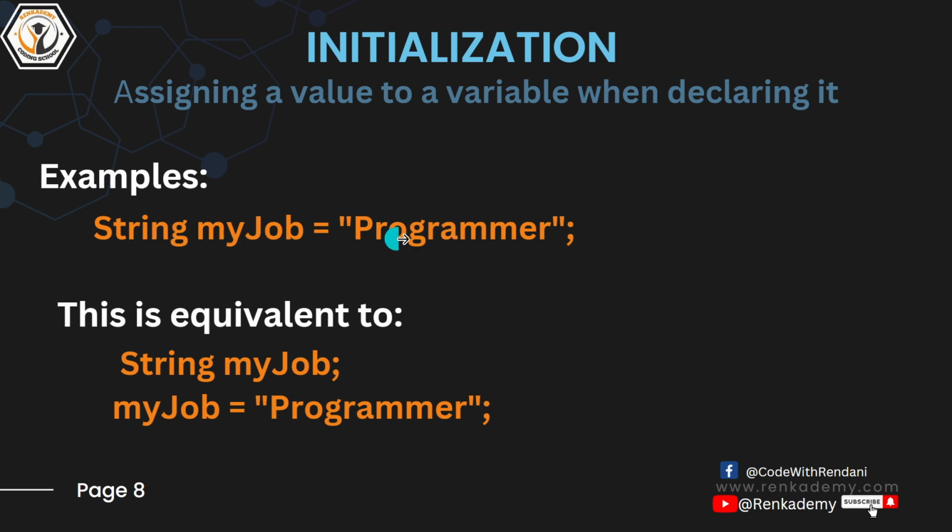So this statement over here is equivalent to the following. First of all, we will declare the variable myJob of type string. And after that, we will assign to the variable myJob the value programmer, okay?